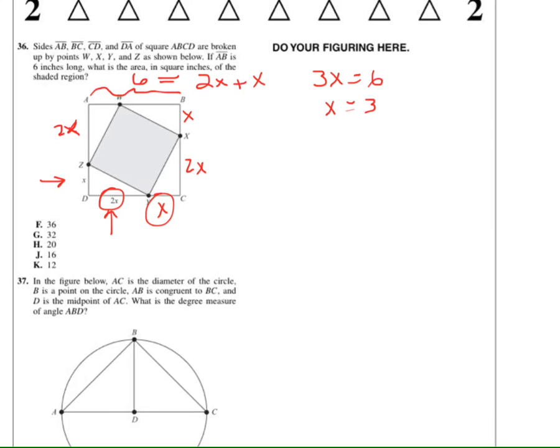Once we know x is 3, we can find the area of these triangles right here. Okay, this side is, sorry, x is not 3. 6 divided by 3 is 2. So this is 4 tall, and the base of this is just 2. So we can use the Pythagorean Theorem. That's correct.